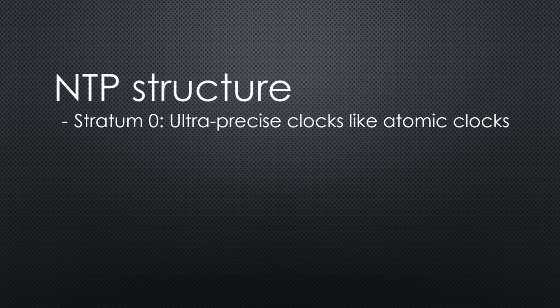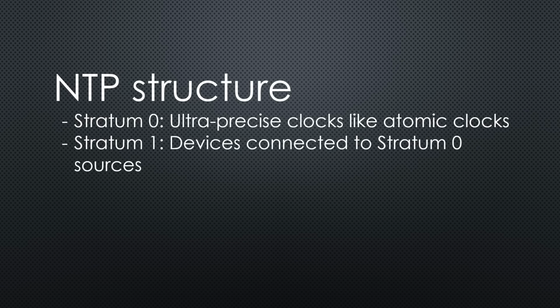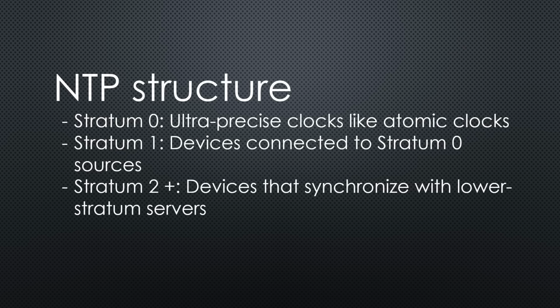Stratum 0, ultra-precise clocks like atomic clocks or GNSS satellites. These cannot be queried by NTP servers. Stratum 1, devices directly connected to Stratum 0 sources, like the GPS time server we will build. Stratum 2 and higher, devices that synchronize with lower Stratum servers. So our PCs are probably in the Stratum 2 or higher class.